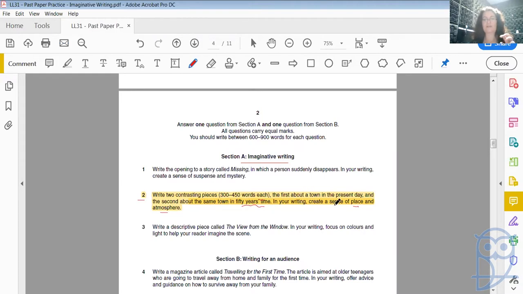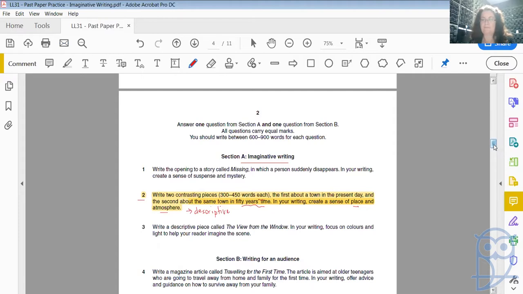Not only that, you have to create a sense of place and atmosphere, convey the sense of the place very strongly in the writing. So in other words, is this going to be a story? No, it's going to be descriptive because it's all about describing a place, okay? So it is not narrative, it is descriptive writing.